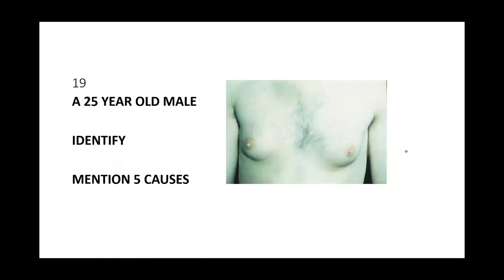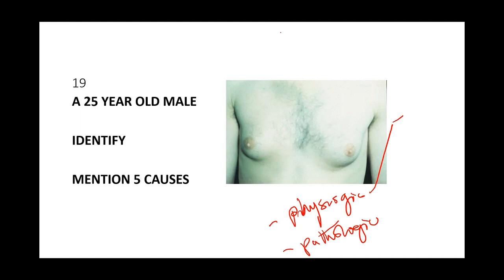A 25-year-old male, identify what. Gynecomastia. Bilateral. Okay, bilateral gynecomastia. What are the causes? Drugs, liver problems. So genetic. It could be physiologic. Metabolic. Could be physiologic or what? Pathologic. Now the physiologic are 3 types.